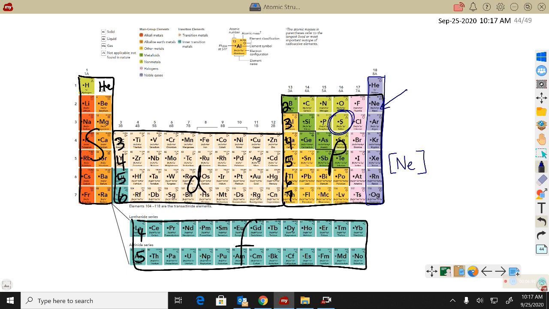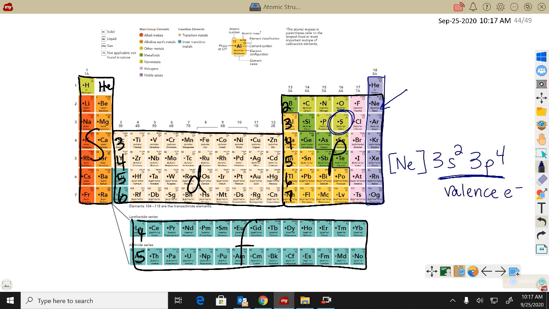So if it puts me in the right row, I'm already at 3s2. Oh, sweet. 3p4. And guess what we're really focusing on then? These guys are your valence electrons. You're really showing the valence electrons.